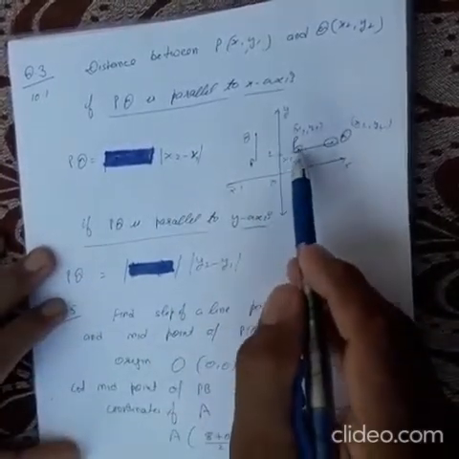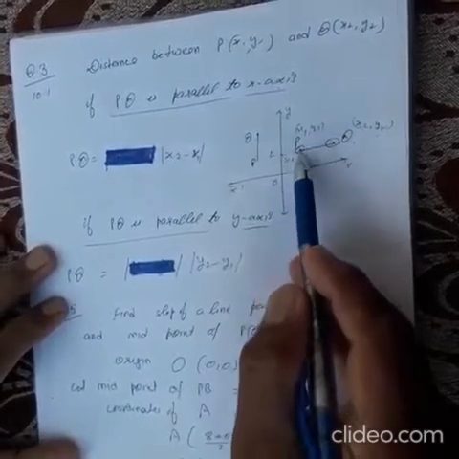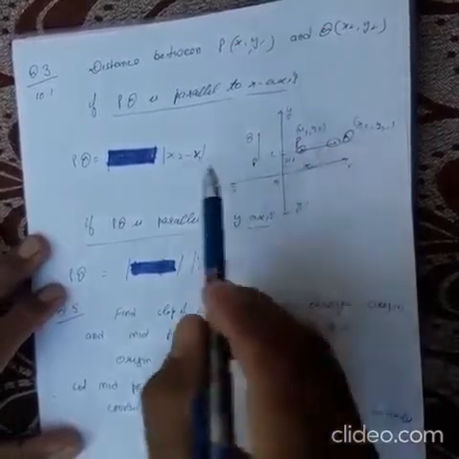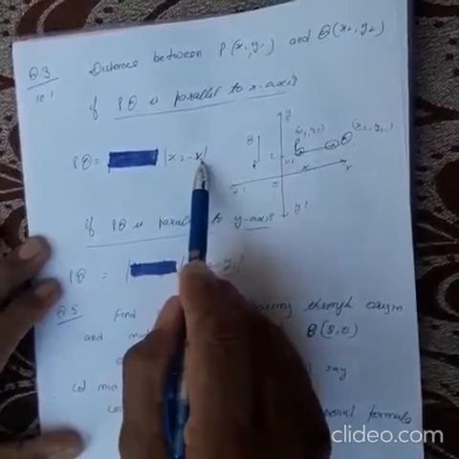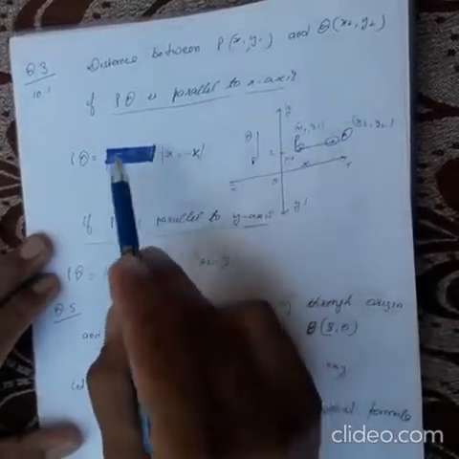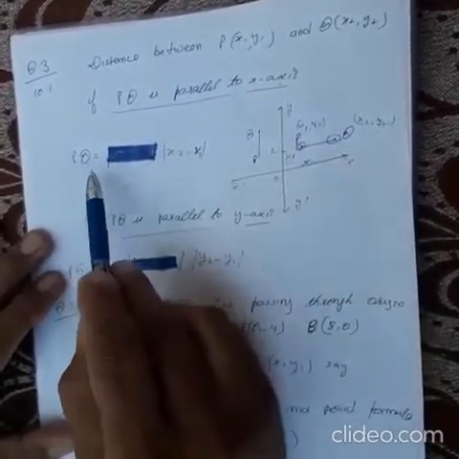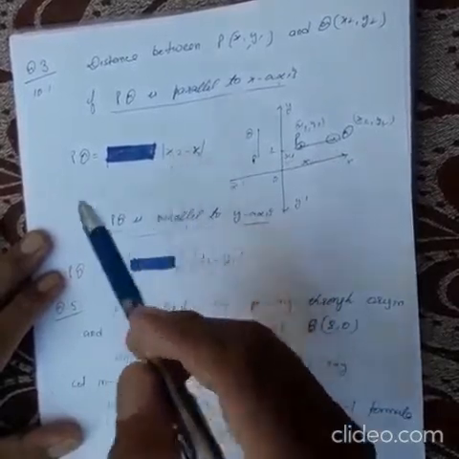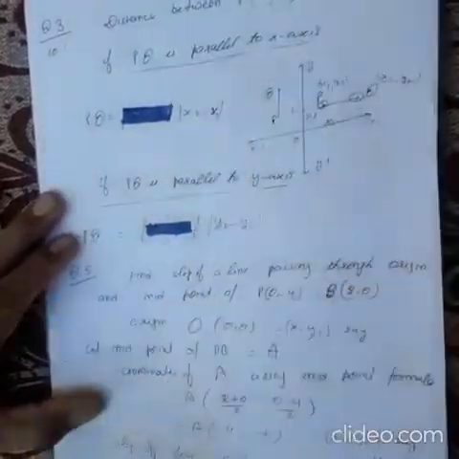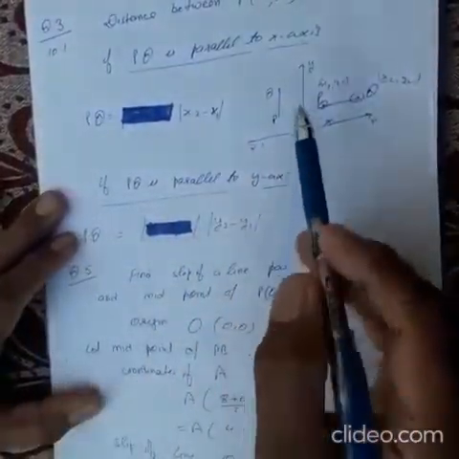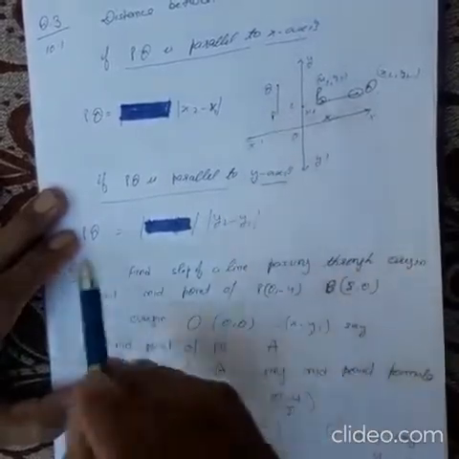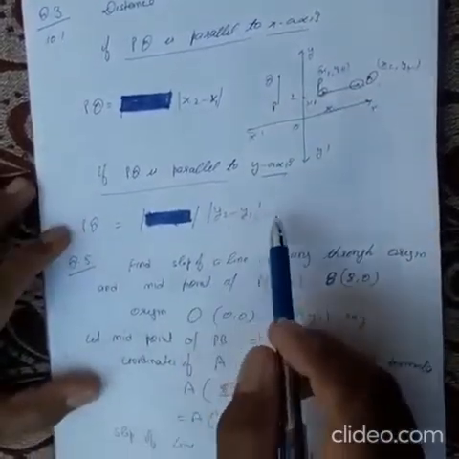If you draw a perpendicular or extend this line, LP will be x1 and LQ will be x2. So in this way the distance PQ will be x2 minus x1. You can take this point as (x1, y1) and this point as (x2, y2). To avoid a negative distance, you have to write the mod of x2 minus x1. So this will be the required distance when PQ is parallel to the x-axis. Similarly, if PQ is parallel to the y-axis, then in that case x1 will be equal to x2 and the required distance will be mod of y2 minus y1. I hope it is clear.